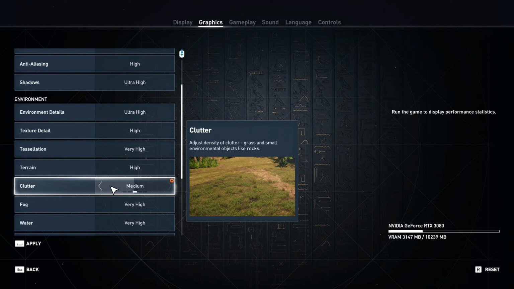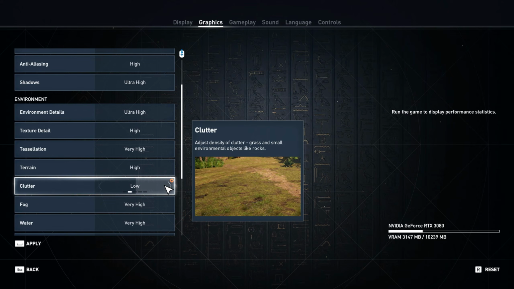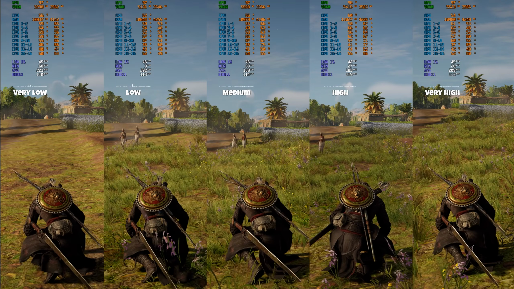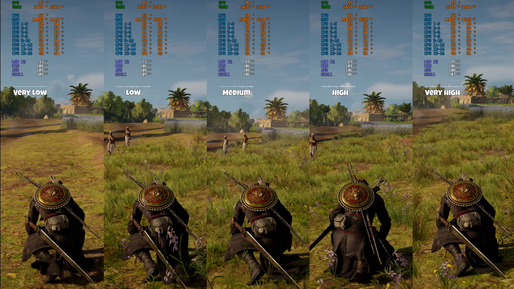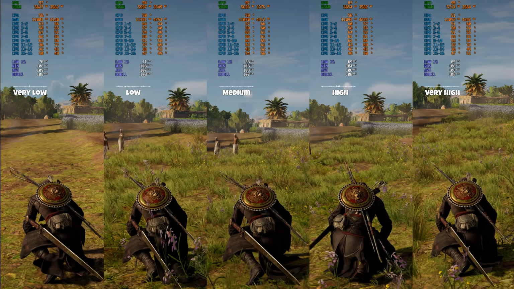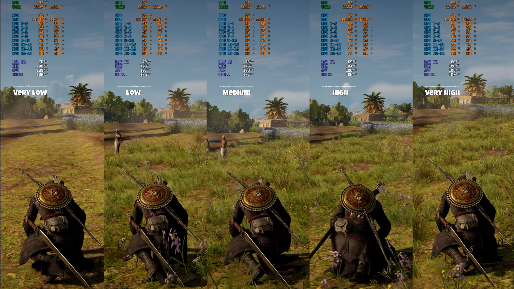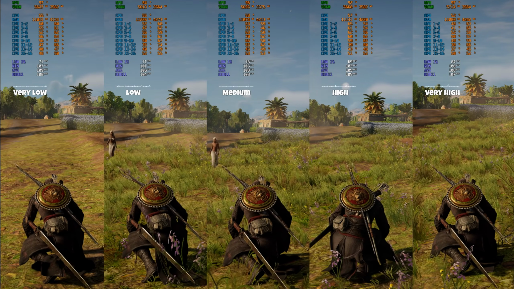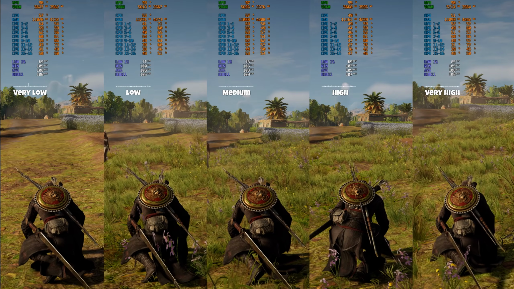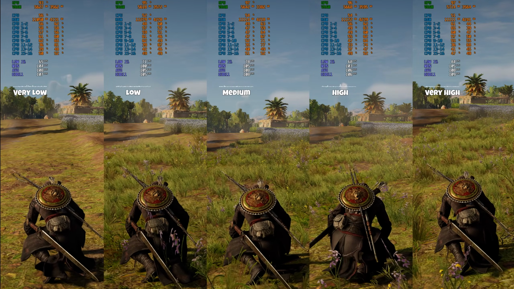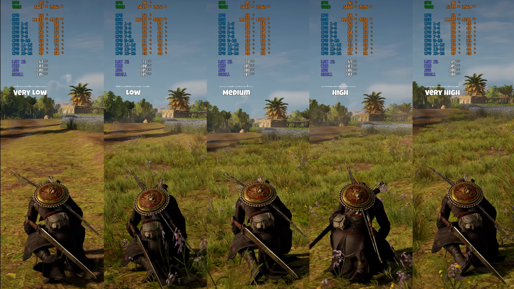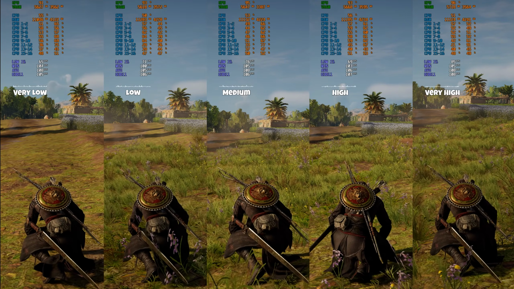Moving on over to Clutter, which is really just foliage based on my own testing. We can see a very big visual difference from very low to very high, where the distance the foliage renders at becomes larger the higher up in settings you go, and the lower down you go, the distance seems to lessen, until at very low it kind of just disappears completely and you just have a flat ground, which makes it look a bit boring, so I would not recommend very low.